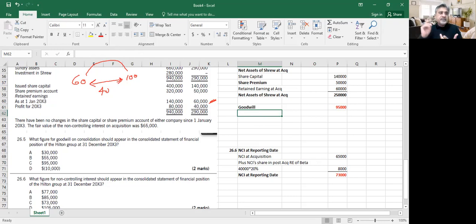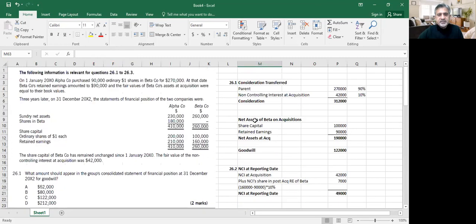Now, in these questions, we have just learned to do 3 out of the big 6. We see how goodwill is calculated, how NCI is calculated, how group retained earnings are calculated. If you pay attention to this question, in the first statement they told us that the fair value of beta company's assets at acquisition were equal to their book values, which means that whatever non-current asset or any other asset is given in the balance sheet, market value, fair value, and balance sheet values were the same. So that was quite straightforward, simple.